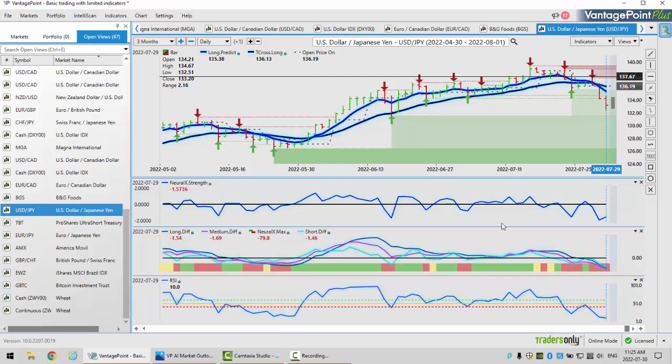So I think that probably our verified support low of 131.49 is in the cards, and we may see buyers reemerge down at this particular level.